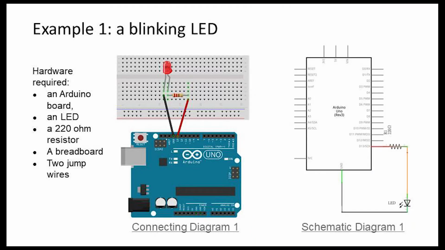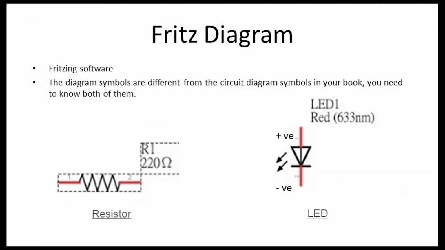To make life easier, we have also drawn a schematic diagram. A schematic diagram is different from a circuit diagram. A schematic diagram is drawn with a software called Fritzing. Diagrams drawn by Fritzing are also known as Fritz diagrams. The symbols in a Fritz diagram for different components of a circuit are different from the symbols used in the circuit diagram from your book. You will need to know them both.